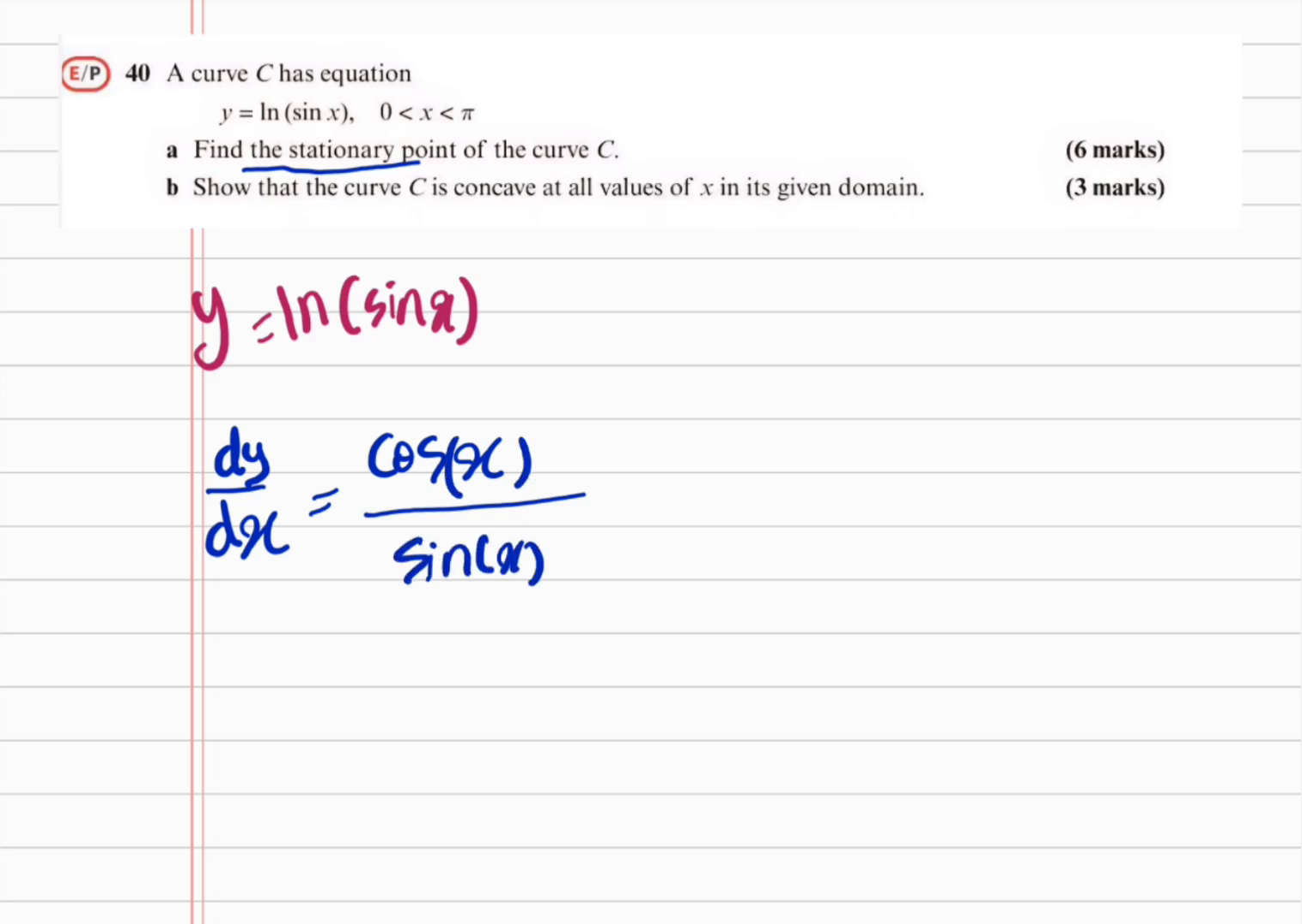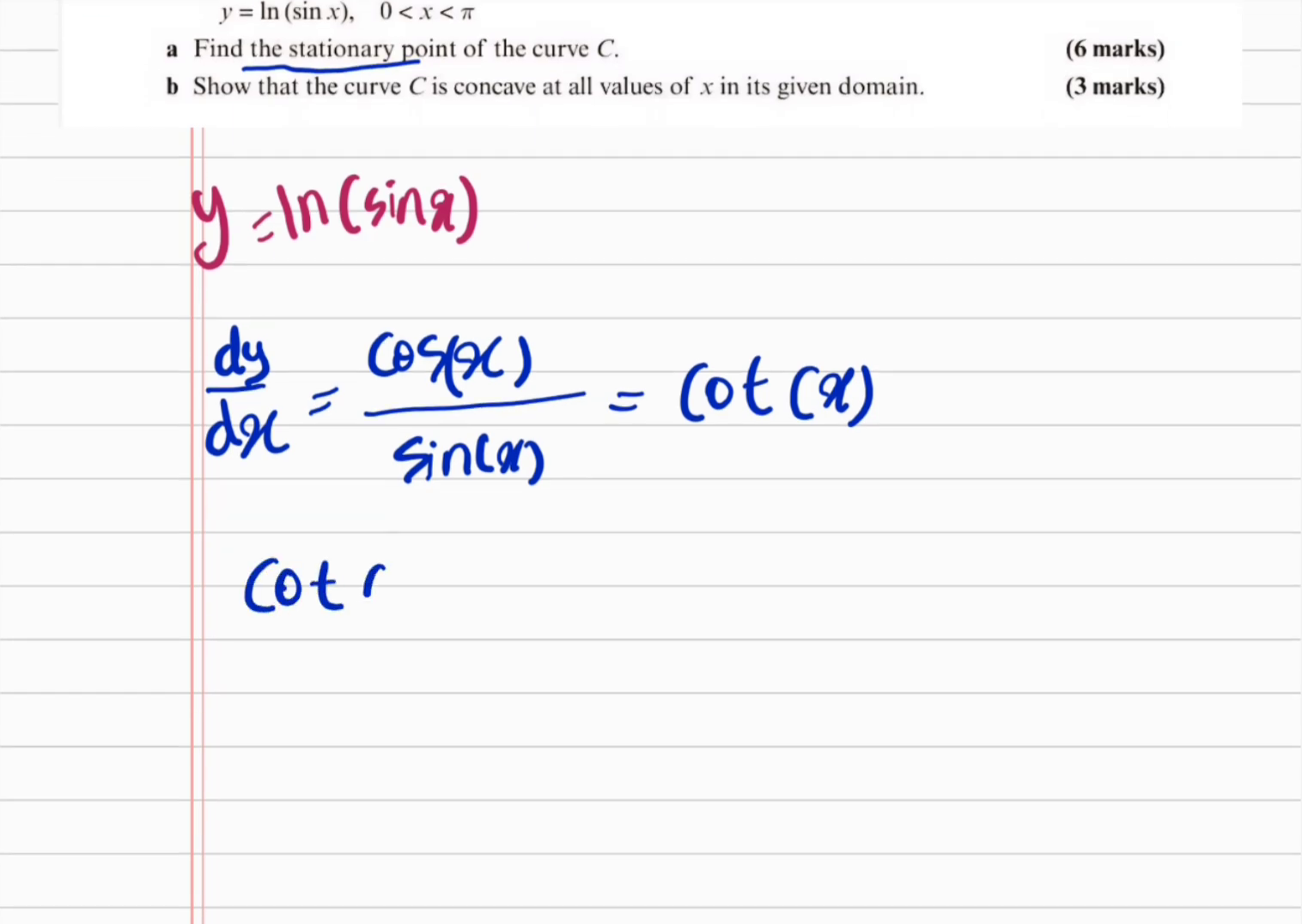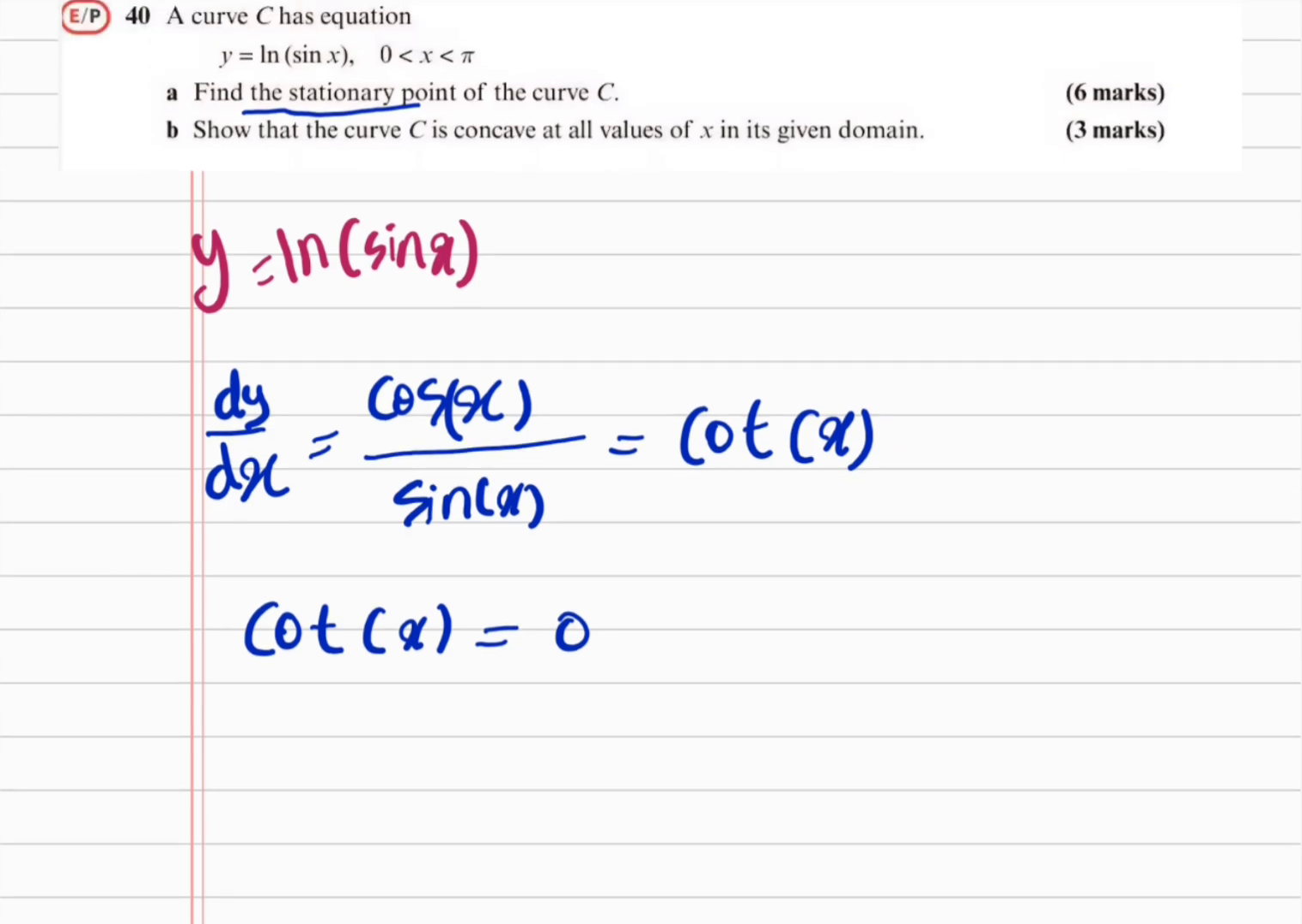Yeah, and this is the derivative, which can be written as cot x. So if you want to find a stationary point, we need to solve cot x is equal to 0. And just remember that the possible values of x are between 0 and pi. So there is actually only one value in this domain that satisfies this condition, and that value is simply pi over 2. So that's the only value that works here.